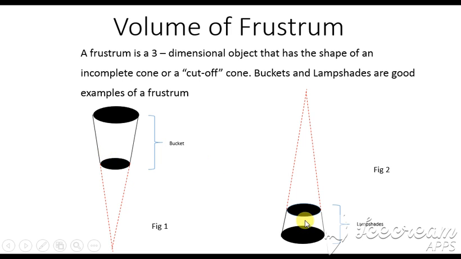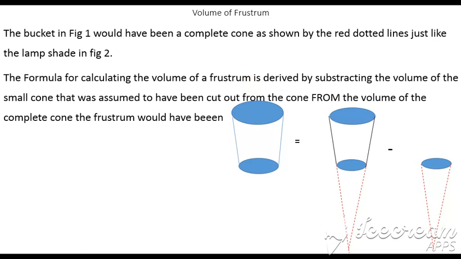It's just the same as a lampshade. If you look at this lampshade, when you extend the slant height at the sides, it's still going to form a cone. So this assumption is necessary if you want to calculate the volume of the frustum. Like I said, a bucket is just like a cone that has been cut from below.